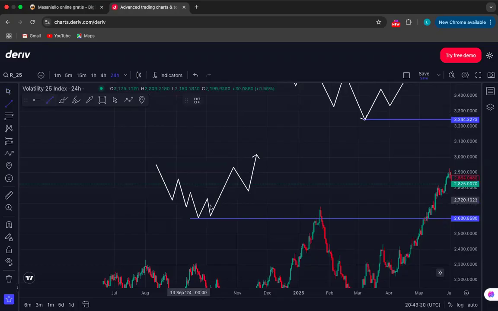It break gave us what? A change of character. That's it. This is the point that the market changed from a downtrend to an uptrend. And then I'll wait for this move to happen. And then after this move, I'll buy somewhere around here. And then my stop loss will be somewhere around here. Perfect opportunity to buy that market.